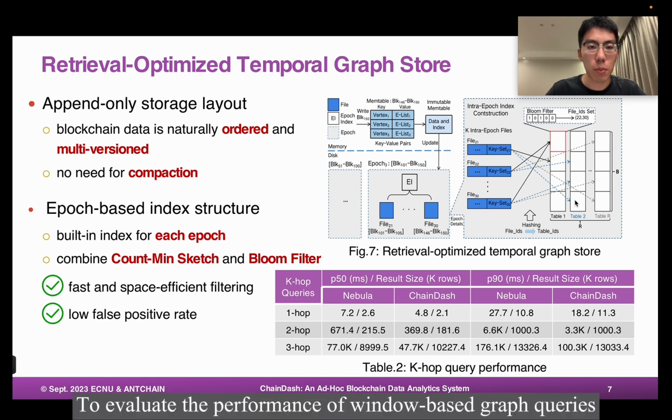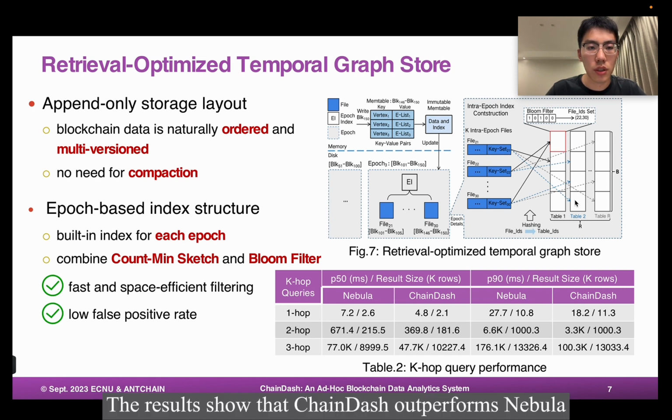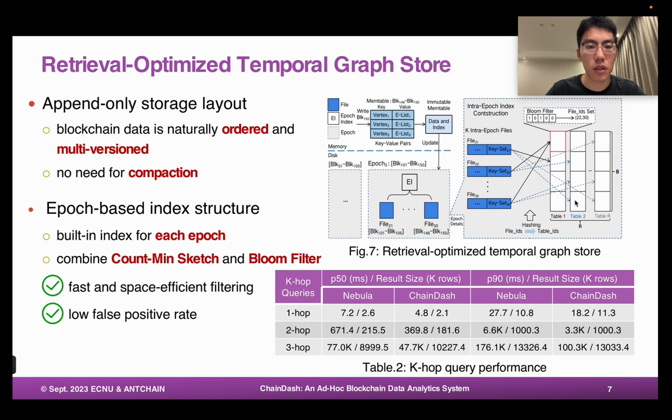To evaluate the performance of window-based graph queries, we compare ChainDash with Nebula. The results show that ChainDash outperforms Nebula with an average latency saving of 34% for one-hop queries, and shows a more evident advantage with average latency savings of 47% and 41% respectively for 3-hop and 5-hop queries.